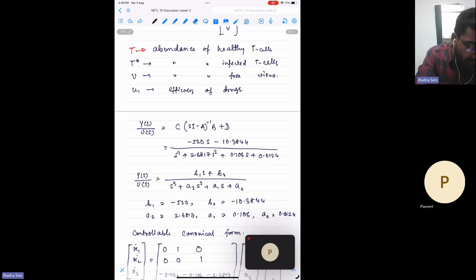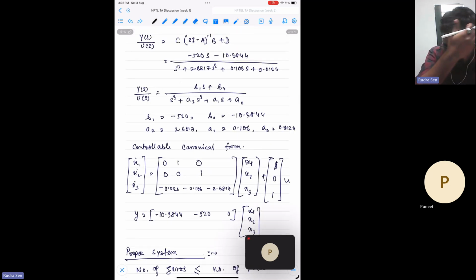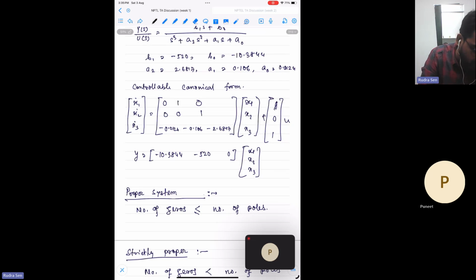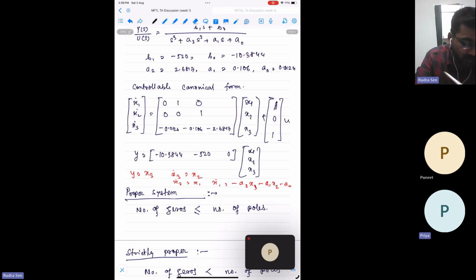So you can see in the Norman Nise book, they have chosen y equal to x3, then x3 dot equals x2, then x2 dot equals x1, then x1 dot equals something minus a2 x3 minus a1 x2 minus a0, this kind of structure you use. So it's based on your calculation, how you choose the state, how you choose the output.